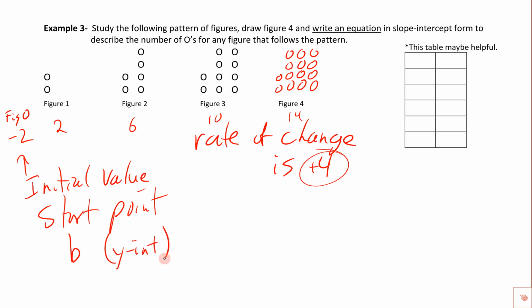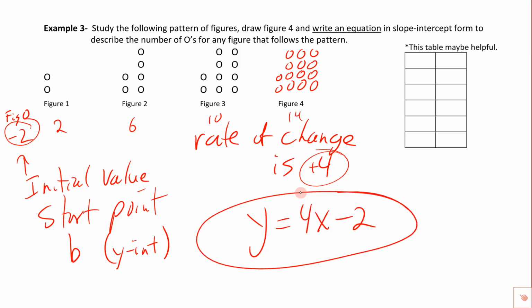Okay, so if we know what our starting value is and we know what the rate of change is, then we can write down y equals 4x minus 2, and circle that, and we've got the equation. Now let's see if this actually works. Let's go ahead and write down that on figure 1 we had 2 O's. On figure 2 we had 6 O's. On figure 3 we had 10, and on figure 4 we had 14.